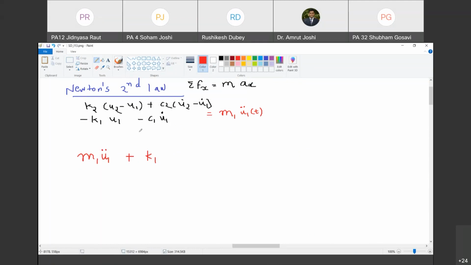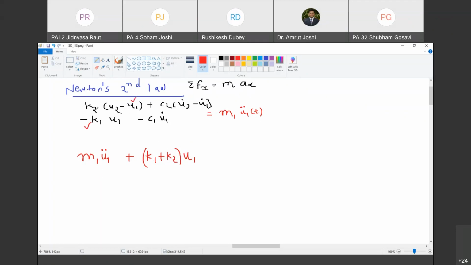So I will take u1 common, so I will have k1 plus k2 into u1. K2 into U1 is negative, it goes on the other side, becomes positive. This K1 into U1 is negative, goes on the other side, becomes positive. So it is K1 U1 plus K2 U1. So U1 common, you have K1 plus K2. So this term is taken care of.